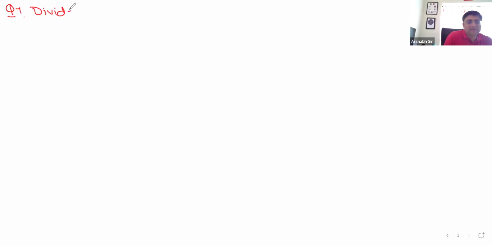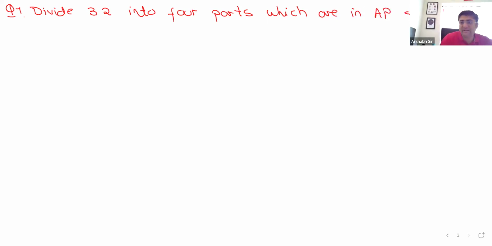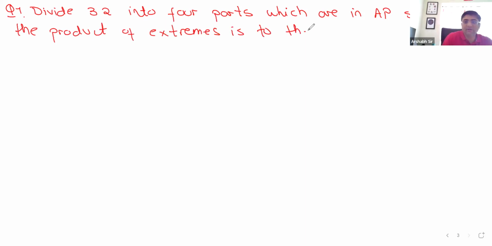Divide 32 into 4 parts which are in AP such that the product of extremes is to the product of means is 7:15. ठीक है बेटा. Now this is a question we have to do.